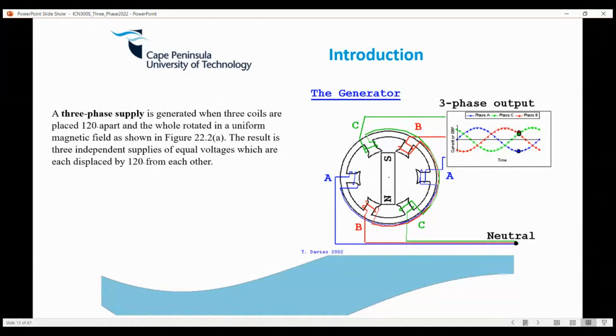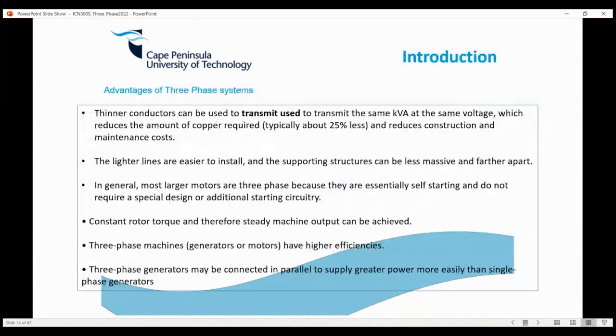Obviously, this was touched on in the previous lecture. So that's how we generate it. Not going to go into too much detail with that. A generator we typically use for DC, an alternator we use for AC, because it's alternating current. That's the idea. The advantage of three-phase systems over DC and single phase is that we require thinner conductors to transmit the same amount of kVA. Obviously, that's the total electrical supply. Some of you know what I'm talking about. Some of you still need some backdrop on that, which we will cover. That's at the same voltage, and it's typically around 25% less copper.